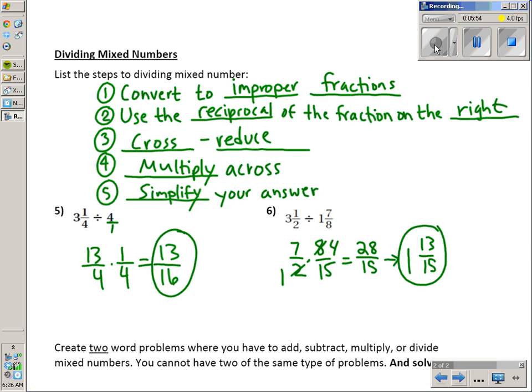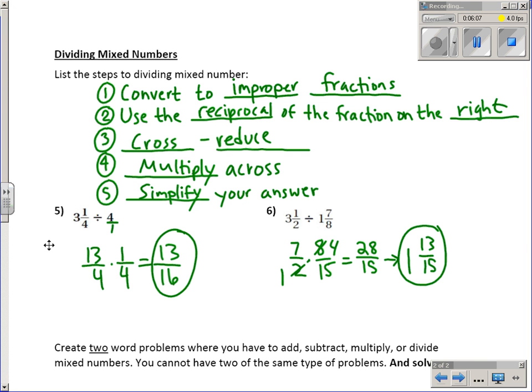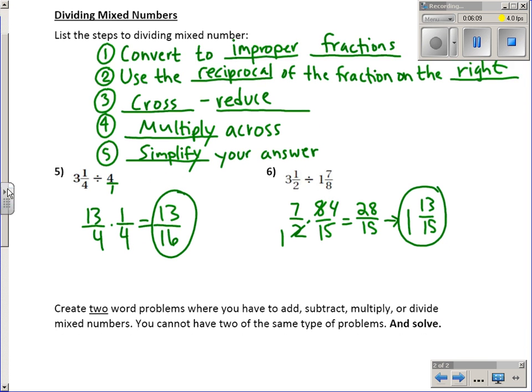Alright, so after doing that problem, hopefully you got 1 and 13/15. We converted both of those mixed numbers into improper fractions. We did cross reduce here. We got 28/15, and we simplified that to 1 and 13/15. Alright, so that's the end of our lesson.